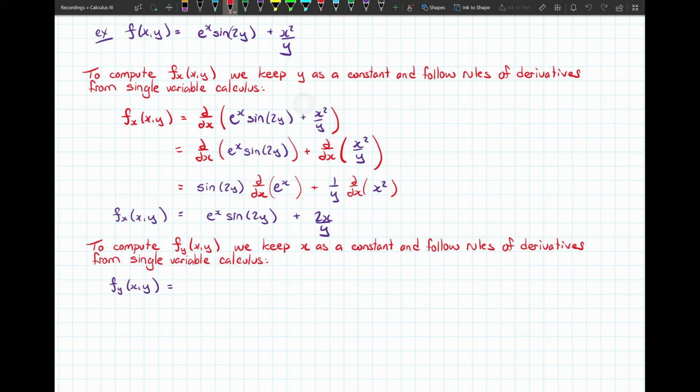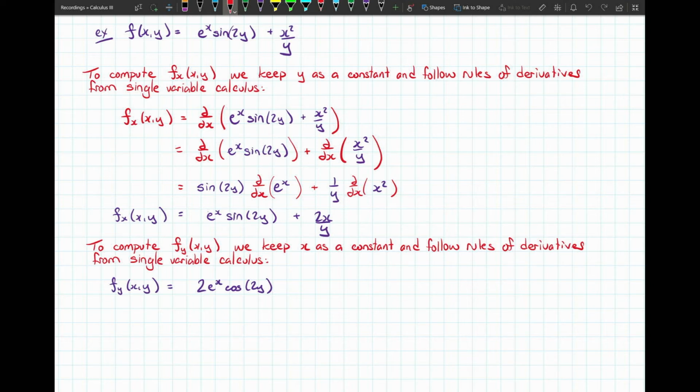If x is a constant in this first term, then e to the x is a constant. We just need to take the derivative of sine 2y, and you have to remember to use the chain rule there. The derivative of sine of 2y would be cosine of 2y, but we have to multiply by the derivative of 2y, and that gives us 2e to the x cosine 2y.